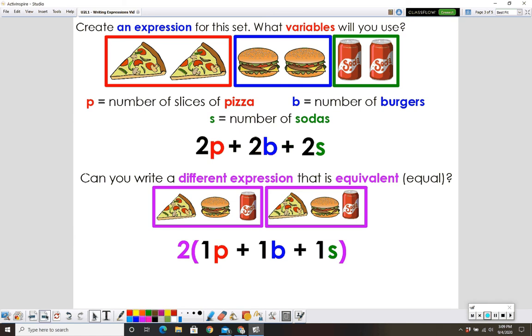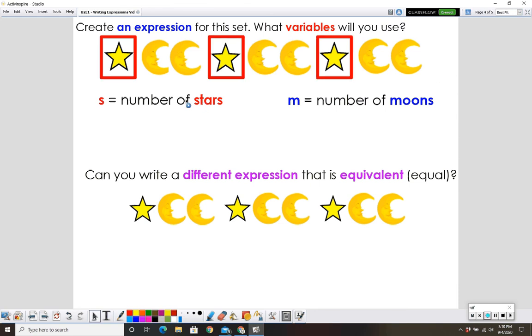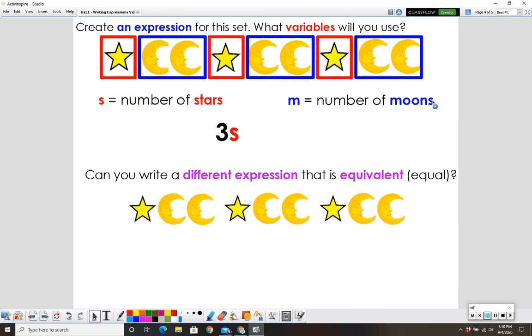So let's try one more here. So go ahead and define your variables. I've got moons and stars. So let's use S to represent my number of stars, and M to represent my number of moons. So let's look at the total number of stars I have. I have 3 stars, and the total number of moons I have is 6. So I'm going to have 3 stars plus 6 moons.